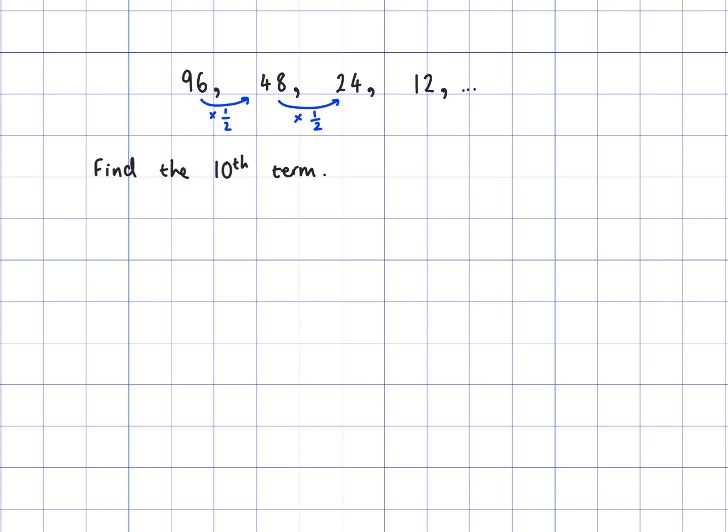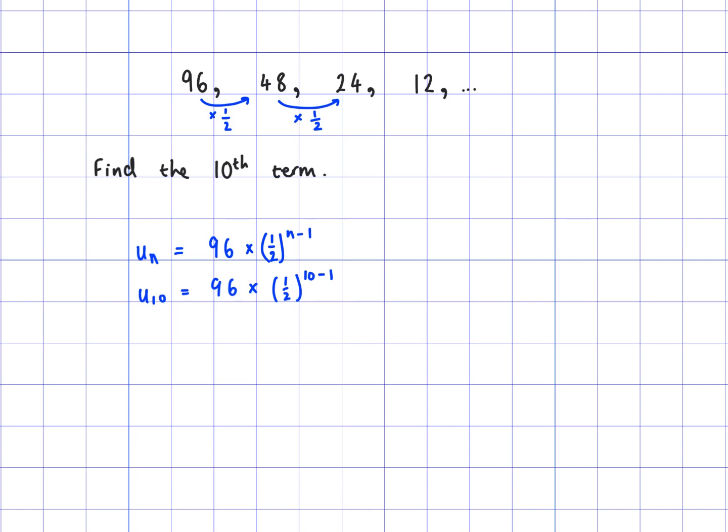So in that case, my nth term, un, would be the first term, a, which is 96, times half to the power of n minus 1. Okay, so I need n minus 1 jumps to get to n from 96. So if I want to find the 10th term, I will write u10 is equal to 96 times half to the power of 10 take away 1.